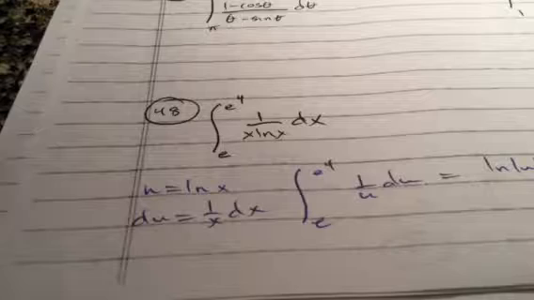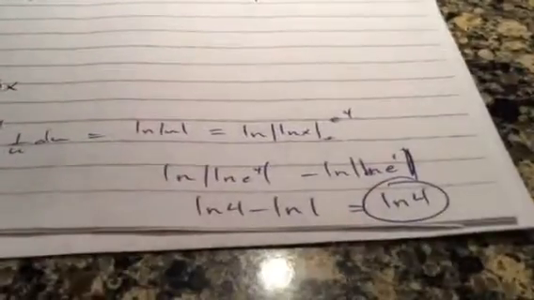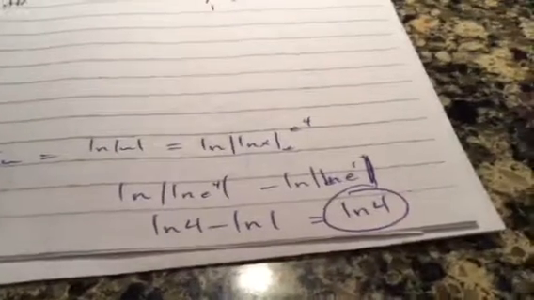Let u be natural log x. So du is 1 over x dx. This is going to give you 1 over u, du. Remember we did this one. This is natural log of natural log, all right, which turns out to be that.